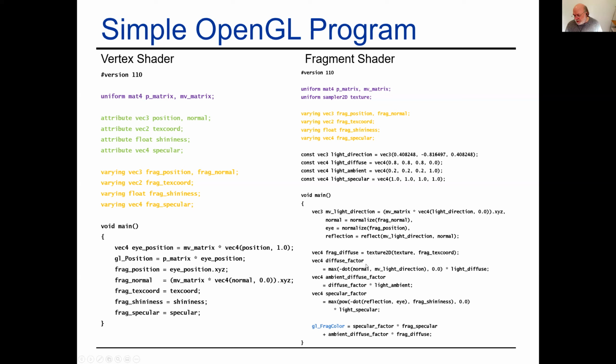The diffuse factor is whatever we're doing here. So this is essentially a little bit of lighting computation, and then at the end we have an ambient factor and a specular factor, and compute the output color.